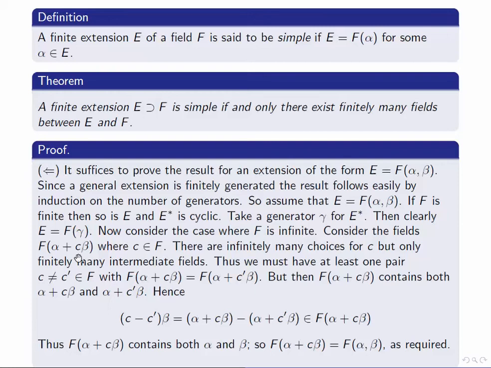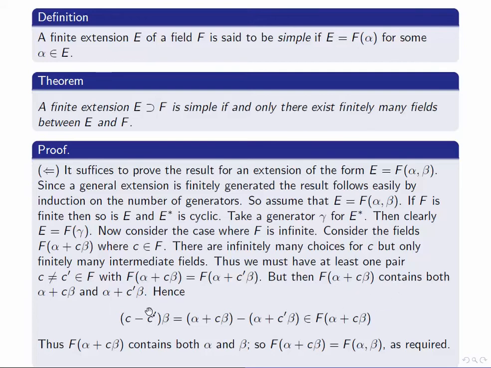In this case, consider the fields generated by the elements alpha plus c beta, where c is in F. Obviously, there are infinitely many choices for c because we've assumed that F is an infinite field, but there are only, by assumption, finitely many intermediate fields. This tells us that a lot of these F of alpha plus c beta must be equal to each other for distinct c's. So in particular, we must have a pair of distinct elements c and c prime in F such that F of alpha plus c beta is equal to F of alpha plus c prime beta.